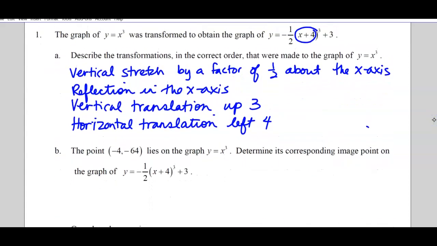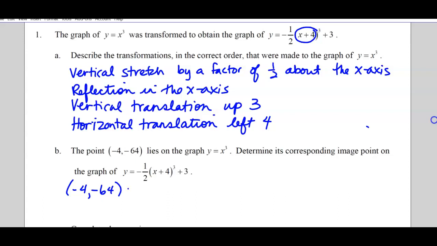Okay, so the point -4, -64 lies on the original. Determine it on the new graph. Now, important that you don't just take -4 and substitute it into the new graph. That's not how you do it. You take the point and you perform the transformation. You want to know the image of that particular point, not the point on the new graph with x equals -4. Okay? So, this point here, if we're doing these transformations, so we start with that.